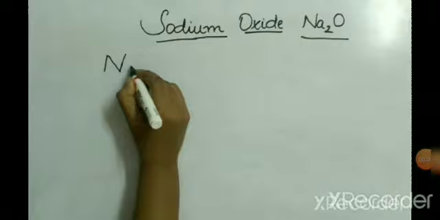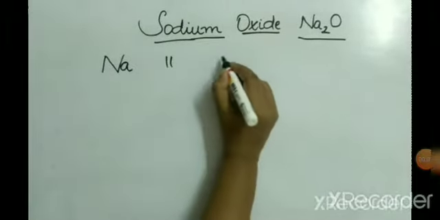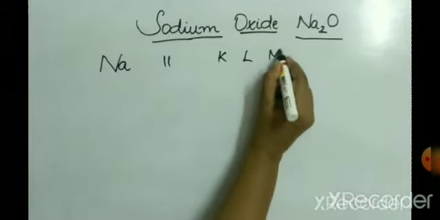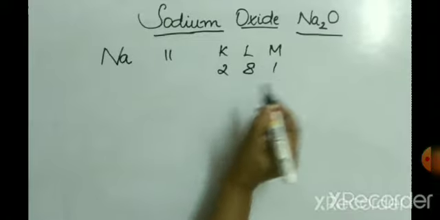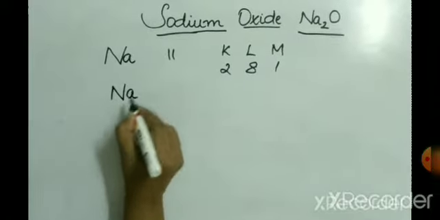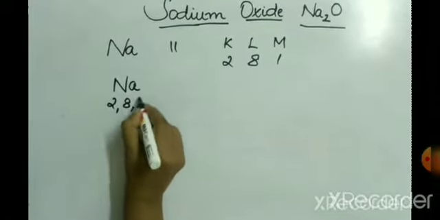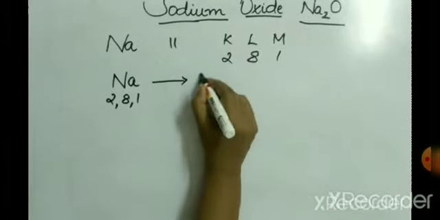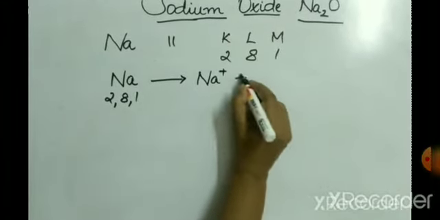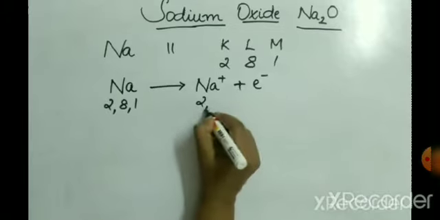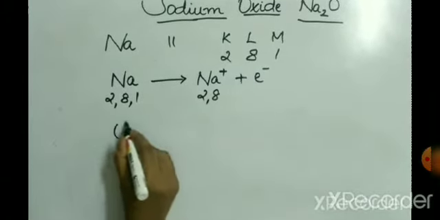Formation of sodium oxide, Na2O. Sodium, atomic number 11, electronic configuration K L M: 2, 8, 1. So start with the sodium atom, electronic configuration 2, 8, 1. When sodium atom loses 1 electron, it changes to sodium ion Na+. The configuration changes to 2, 8.